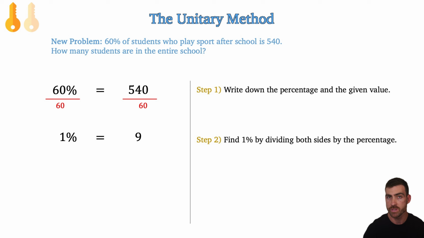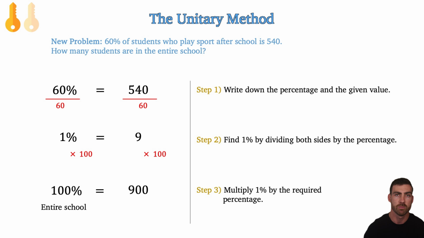And once we know 1%, finding 100% is easy. Step 3, multiply 1% by the required percentage. In this case, we need the original amount, which is 100%. So we multiply both sides by 100. Therefore, the total number of students in the school is 900. And now we can solve any reverse percentage problem.